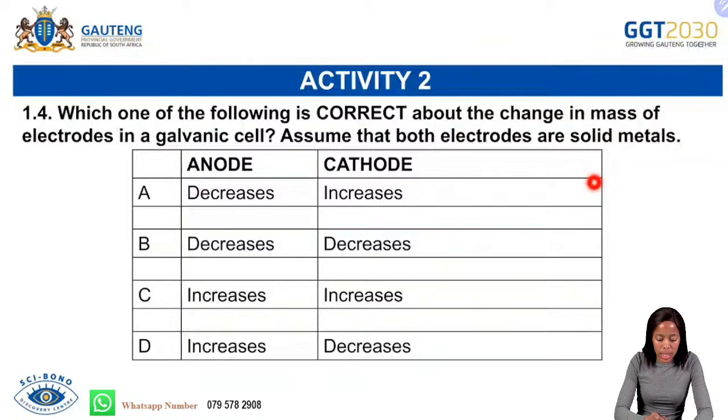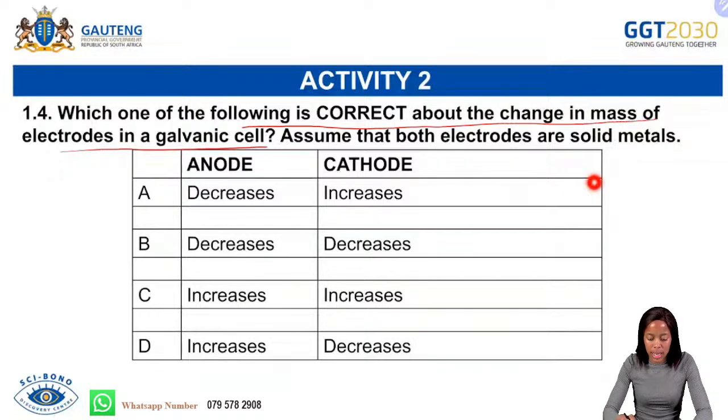Okay. So it says, which one of the following is correct about the change in mass of electrodes in a galvanic cell? It says to assume that both electrodes are solid metal. So what is it that we know? We know that in terms of the anode, as the electrons are moving, the electrode is going to decrease. So we are going to eliminate whatever talks about increases, in terms of the anode.